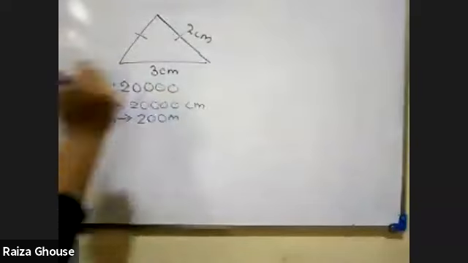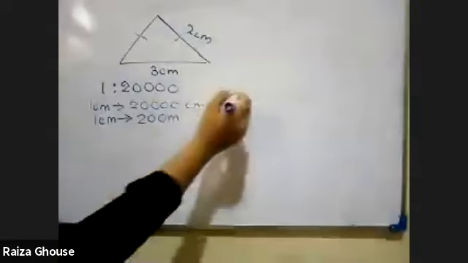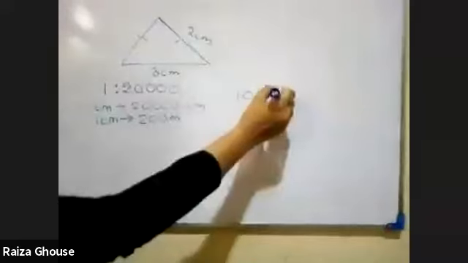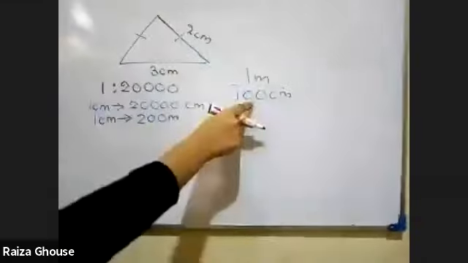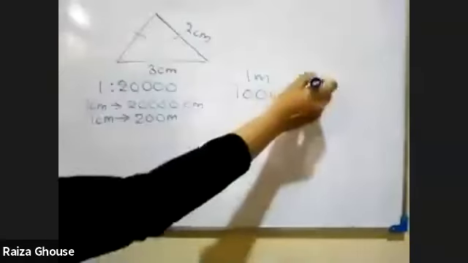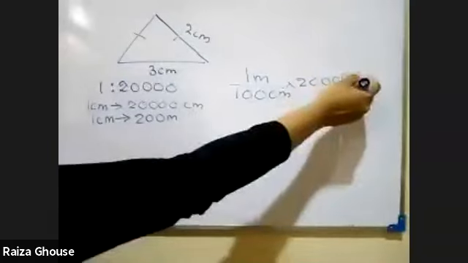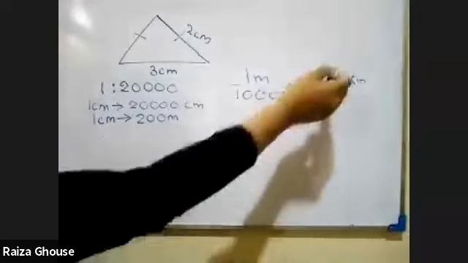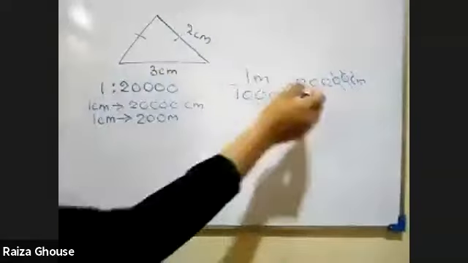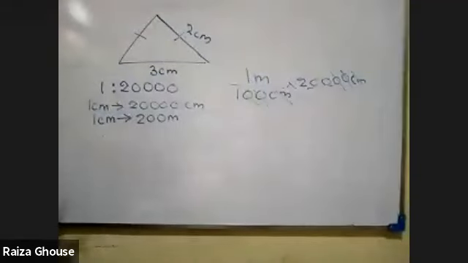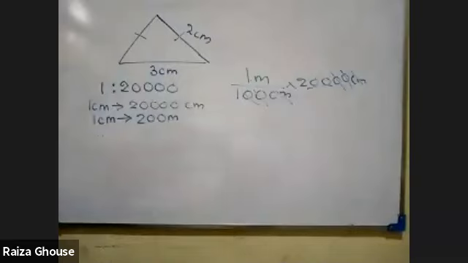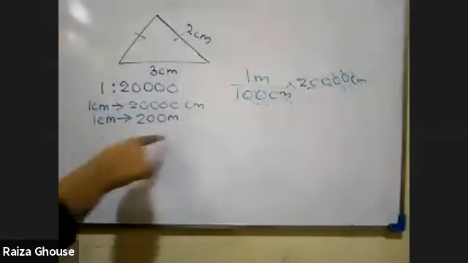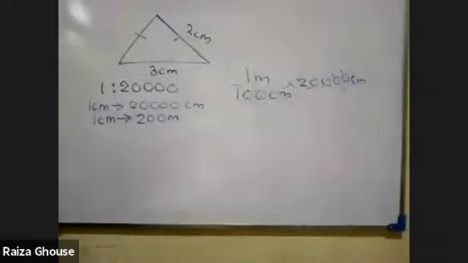How do we get that? Listen, if somebody doesn't know how to get it. 100 centimeter is shown by 1 meter. That is the relationship. Then what is 20,000 centimeter? Centimeter and centimeter you cancel, 2 zeros you cancel, the answer comes in meters, 200 meter. So that means 200 meter of real length is represented by 1 centimeter.